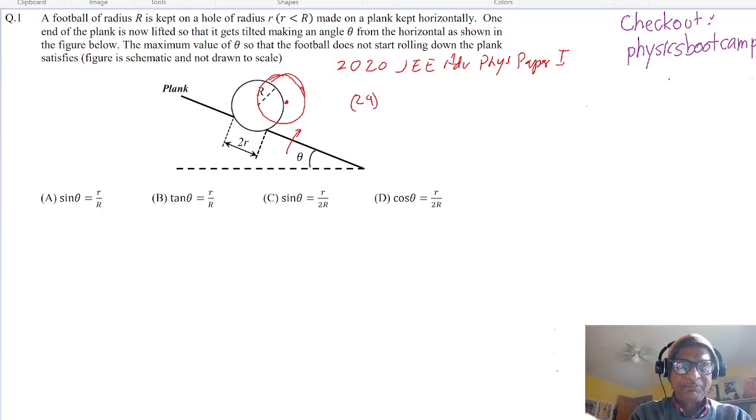Just eyeballing it, the plank will be like this, like so. And at that point, it will start to roll. And the question is, what is that point? What is this critical angle? That's the question. And this will be our critical angle. At that critical angle, one of these answers is correct.